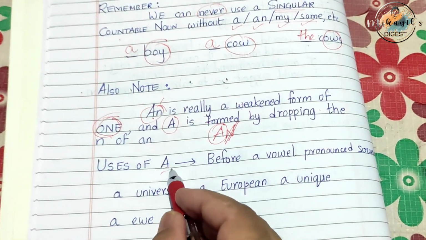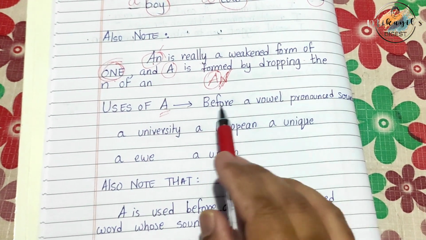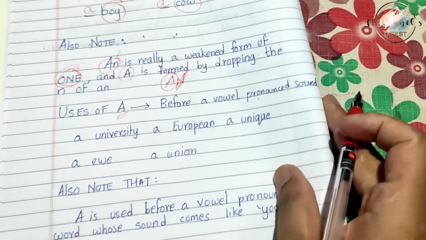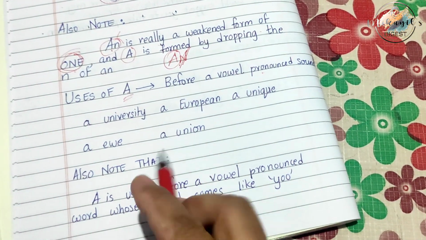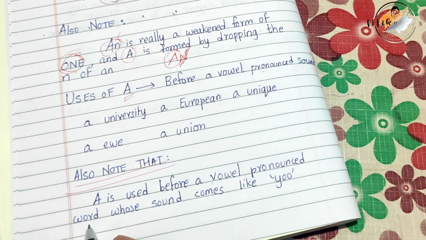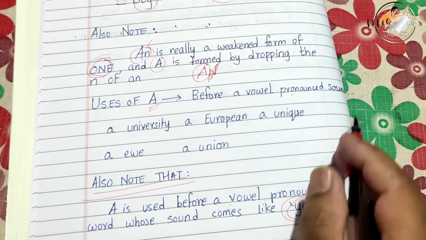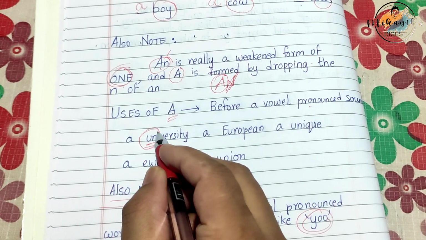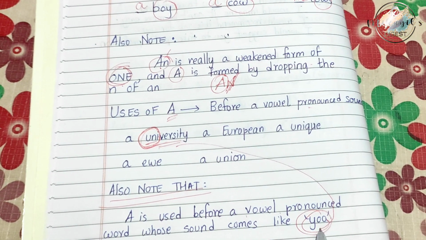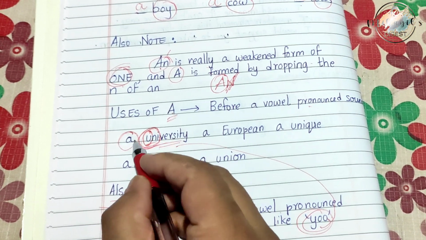The use of a is quite tricky sometimes. It is used before a vowel that is pronounced as yo. That sound yo has to come here. It's written here, a bit down. A is used before a vowel-spelled word whose sound comes like yo, that means you. For example, university. The pronunciation of this particular word is you, so that's why a is used in front of it, despite the vowel.